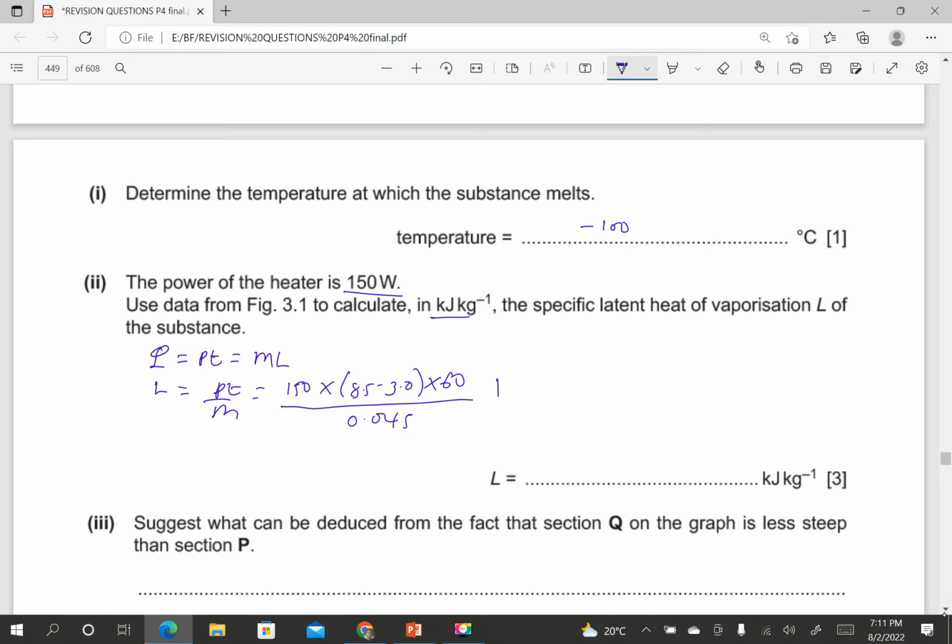So this is 1,100,000. But they want the answer in kilojoules, so I divide by 1,000. So it becomes 1,100 kilojoules. Okay.